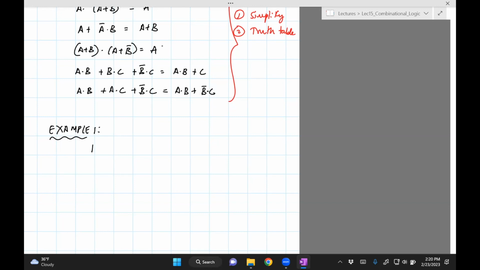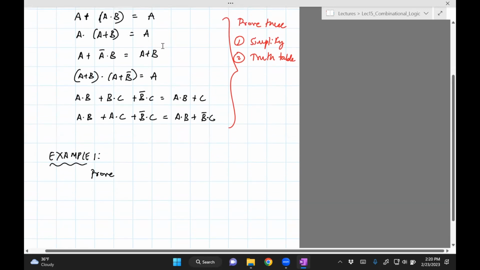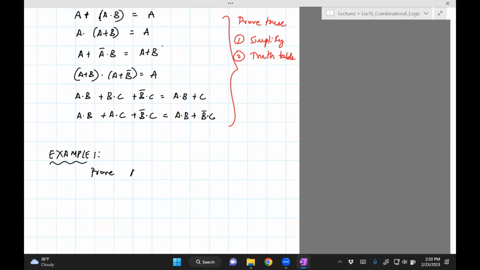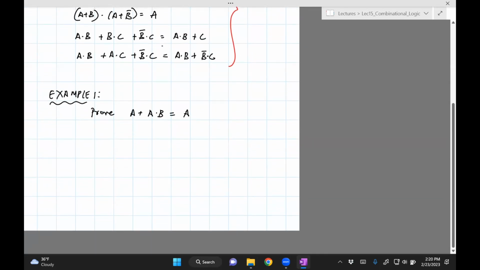Okay, we'll prove, let's say, A plus A dot B equals A. Okay, how do you prove something like this? Let's start with the left side, A plus A dot B.